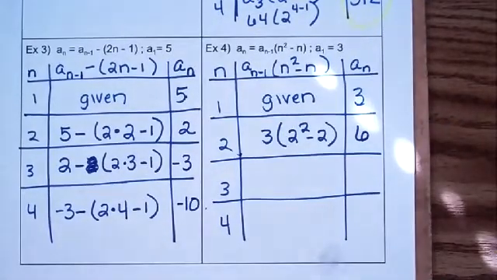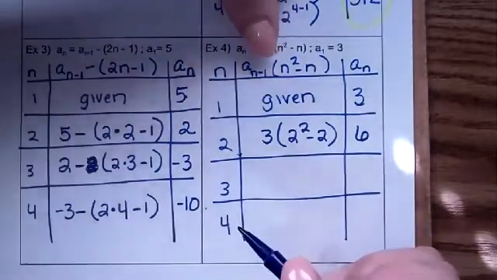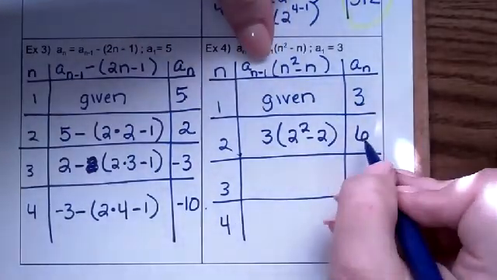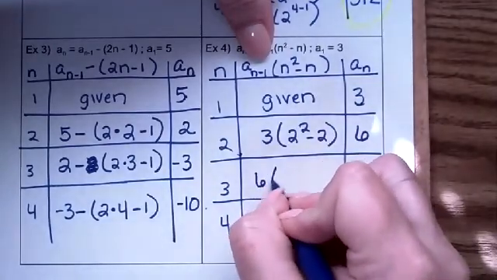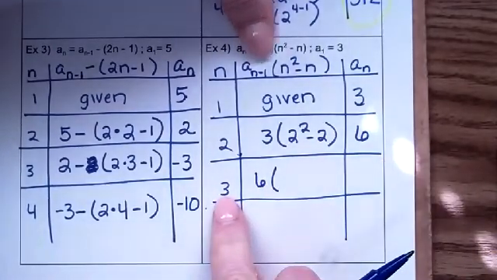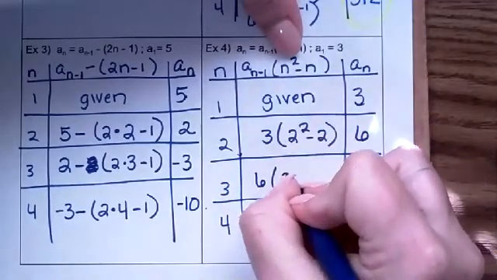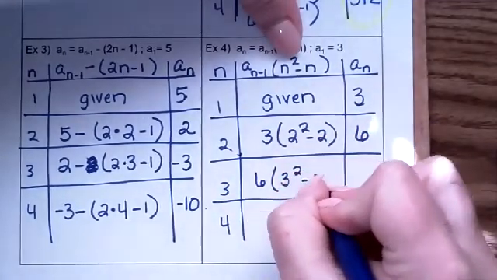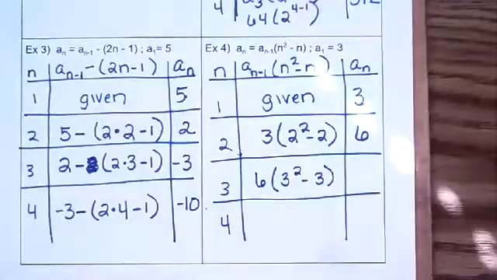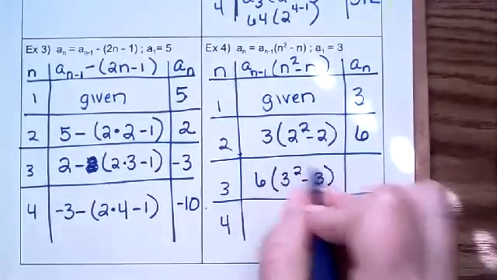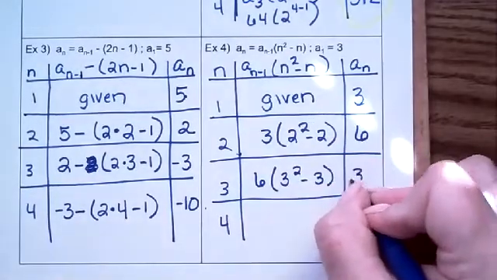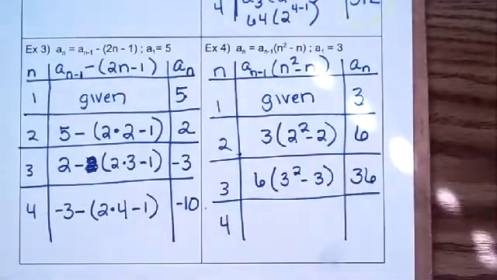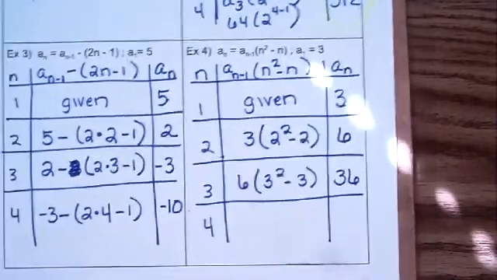Now, let's try for the third term. Go back up here to my rule. A sub n minus 1, that's my previous term, so that's my 6. Parentheses. Now this time n is 3. So what am I going to write down? 3 squared minus 3. So 3 squared minus 3 times that 6 outside is going to give me a 36 for an answer. Okay. Now look at my fourth term right here.